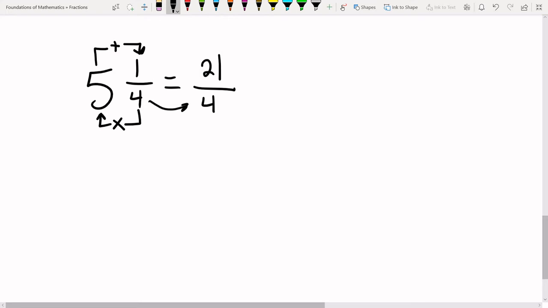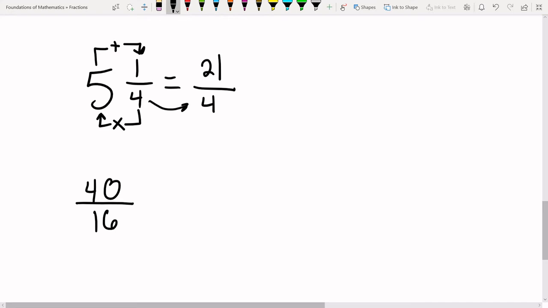So this algorithm here: take the denominator times the whole number out in front, and then add it to the top. We can always use that to get what we need. Let's look at another one here. Let's look at 40/16.